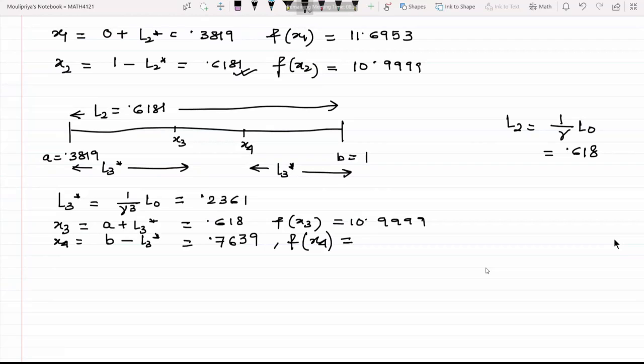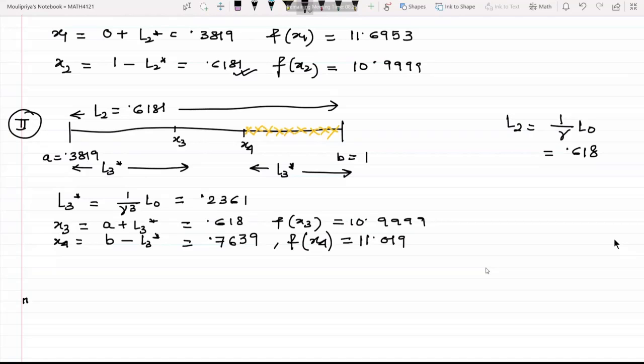11.019. Perfect. So which region are we going to eliminate? F of X4 being more than f of X3, we would be eliminating this region. This being the second iteration.